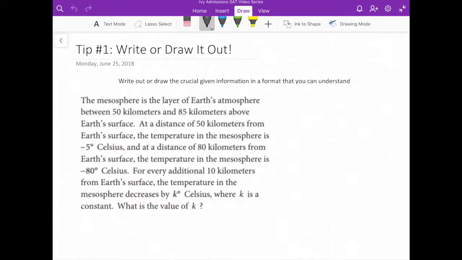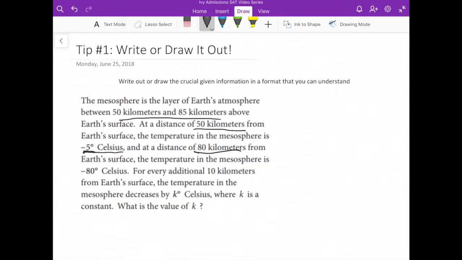So here we have: the mesosphere is the layer of Earth's atmosphere between 50 km and 85 km above Earth's surface. At a distance of 50 km from the Earth's surface, the temperature in the mesosphere is -5 degrees Celsius. And at a distance of 80 km from Earth's surface, the temperature in the mesosphere is -80 degrees Celsius. For every additional 10 km from Earth's surface, the temperature in the mesosphere decreases by k degrees Celsius, where k is a constant. What is the value of k?